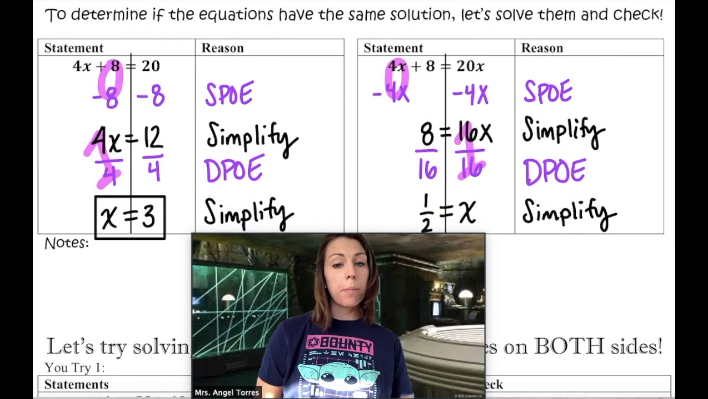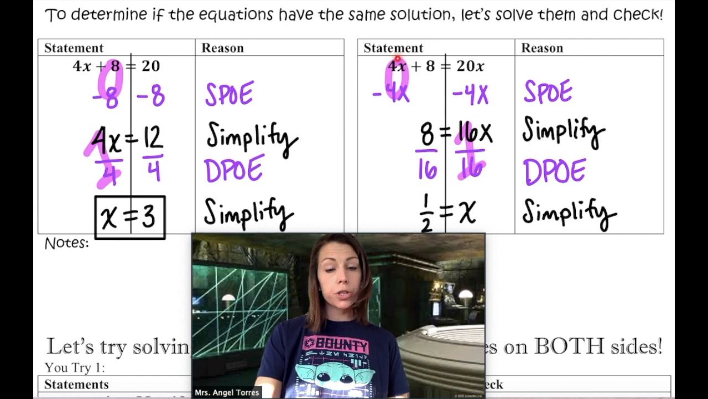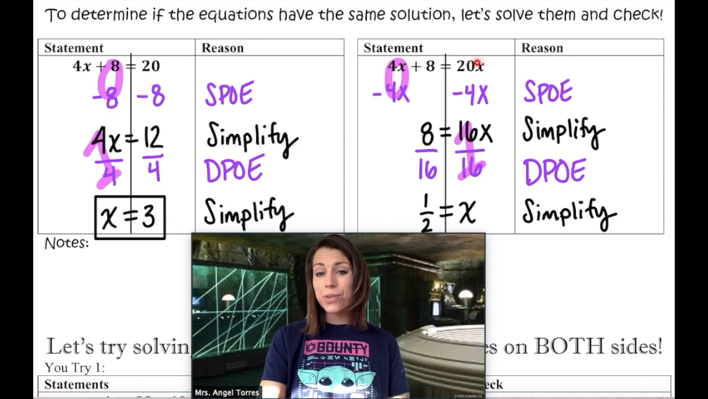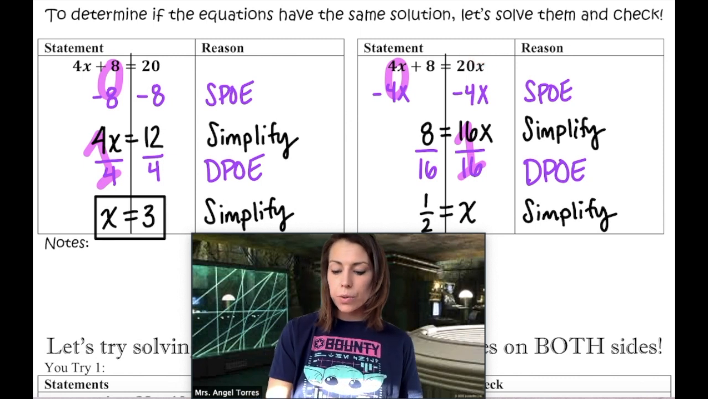I'm going to do a quick mental check. Half of 4 is 2. 2 plus 8 is 10. So the left side of this equation has a value of 10. Half of 20 is also 10, meaning x equals 1/2 is the correct solution here.